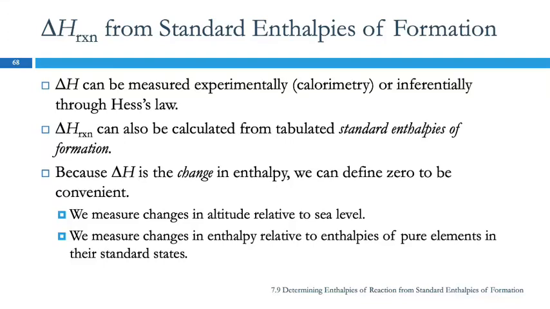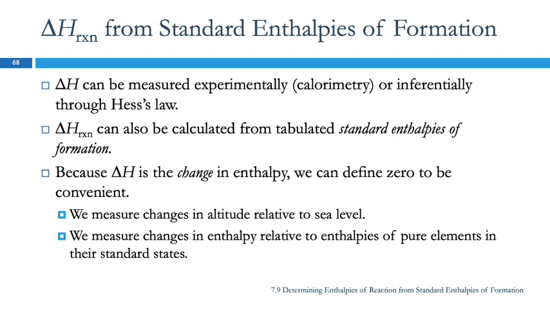So far, we have looked at how we can find delta H experimentally using calorimetry, or inferentially, meaning we're inferring what it is, using Hess's law, and that's what we just did in the previous two examples. Another way to calculate the heat of reaction is using tabulated standard enthalpies of formation. Now, delta H is the change in energy, and so we can define zero to be something convenient.